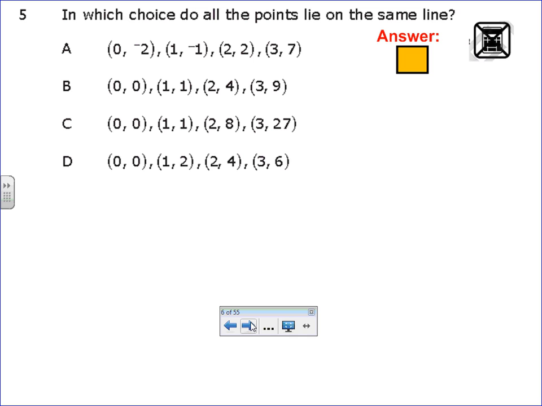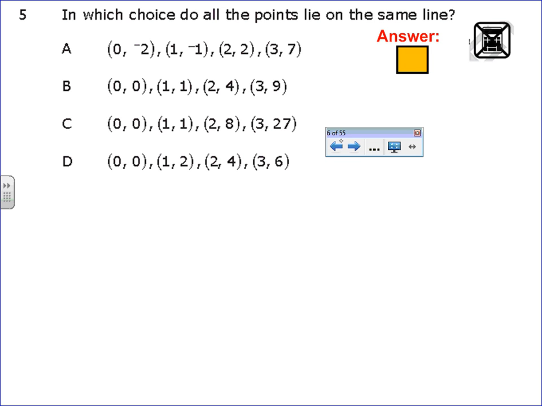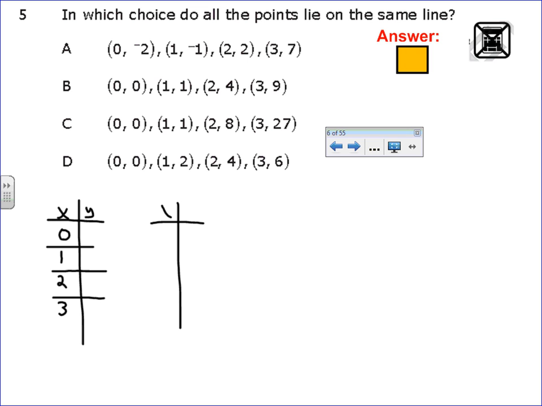Okay, for the last one, there's two different strategies. If you wanted to get graph paper and graph each set of answer choices to see if it was a straight line, that's one strategy. I am an algebra-based person, so what I did was made a table for each one. So for the first one, I turned each of my coordinate points into a table. And I went ahead and noticed that all the answer choices for the x's were the same: 1, 2, 3. So I'm just going to go ahead and make my tables.